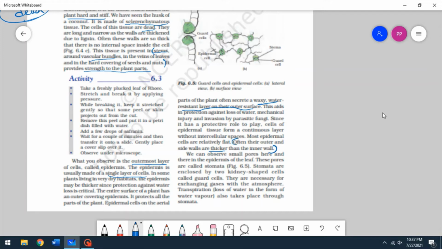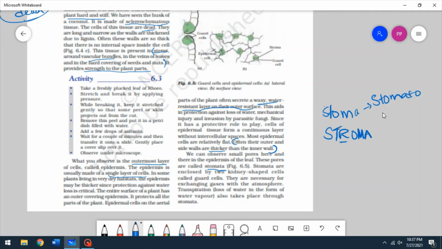Alright, so we observe small pores here and there in the epidermis of a leaf, and these pores are called stomata. The singular form of stomata is stoma, and like I differentiated yesterday, I took time to differentiate between stoma and stroma. Stoma is the singular form of stomata, which are the tiny pores that are found on the underside of leaves.